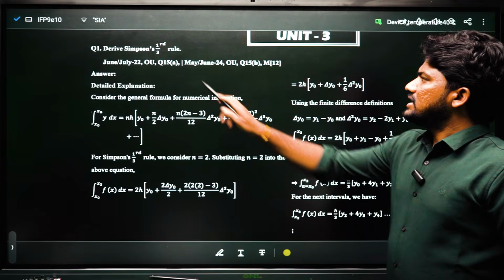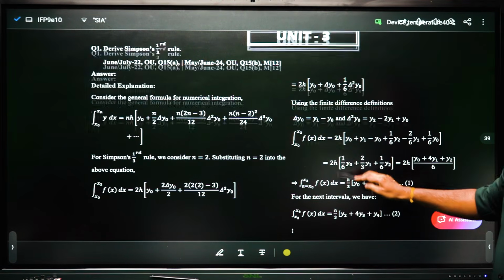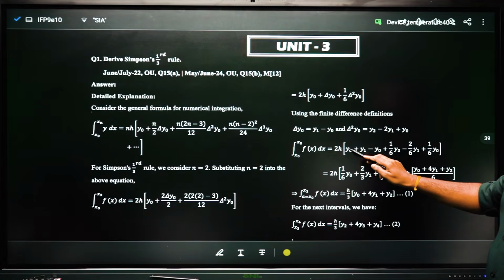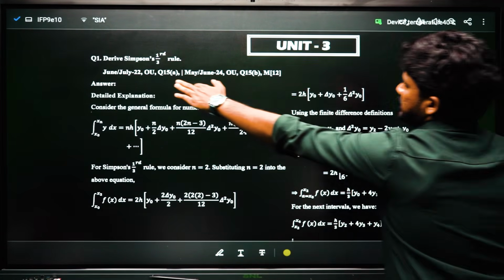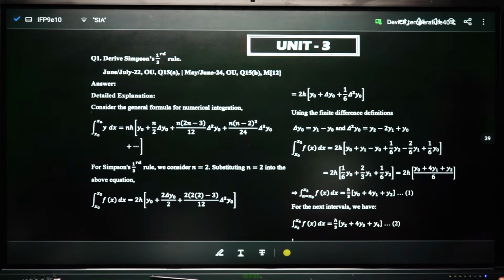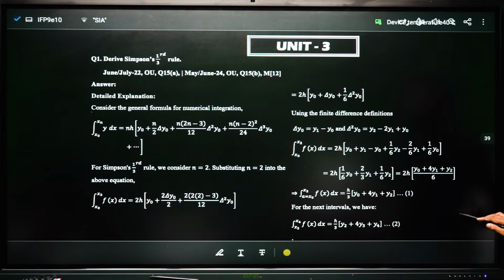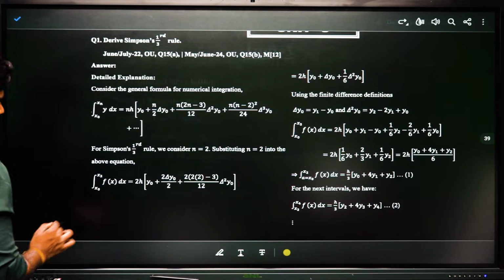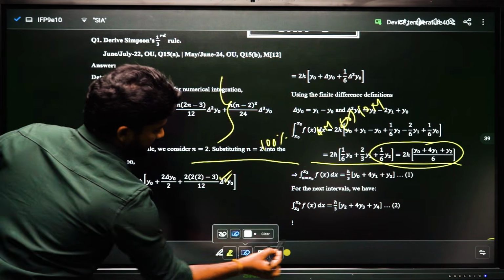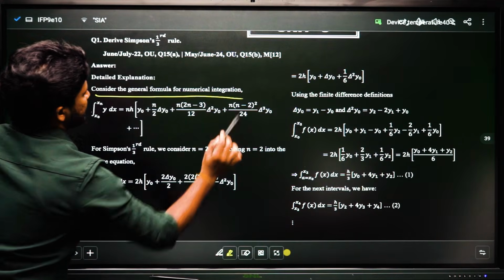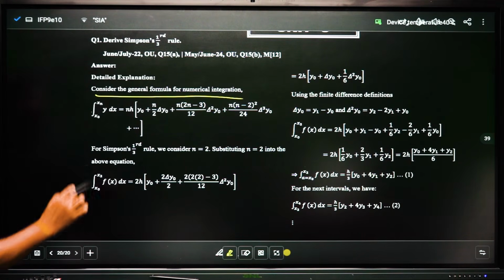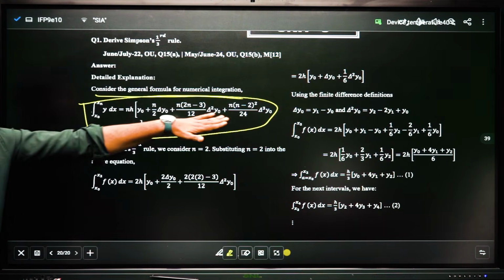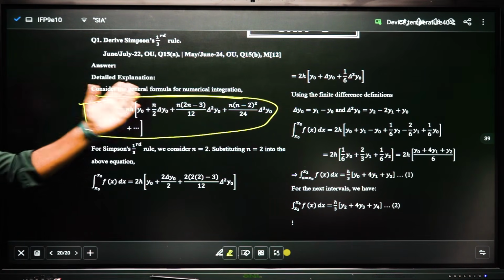Derive Simpson's 1/3 rule, right? Just now I explained that this is Simpson's 1/3 rule, so it is a derivation we are going to solve now. See how many times: 22, 24, so this time, 26, it may or may not come. Before starting the solution you need to remember one formula, that is the general formula for numerical integration. This is the formula, very important. Throughout the third unit you have to use this formula to derive any method's formula.